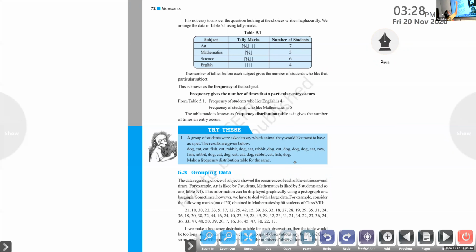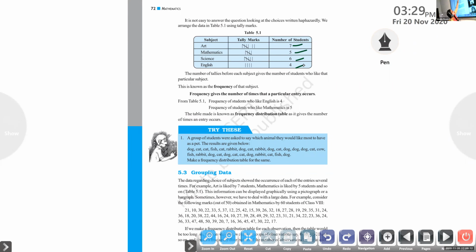Some students like different subjects: art, mathematics, science, and English. There are 7 students who like art, 5 students who like mathematics, 6 students who like science, and 4 students who like English. And these 7, 5, 6, 4 show the number of students who like these particular subjects.